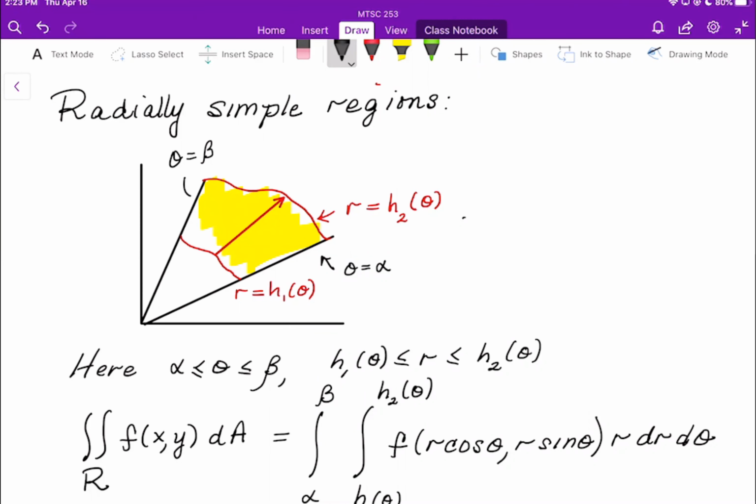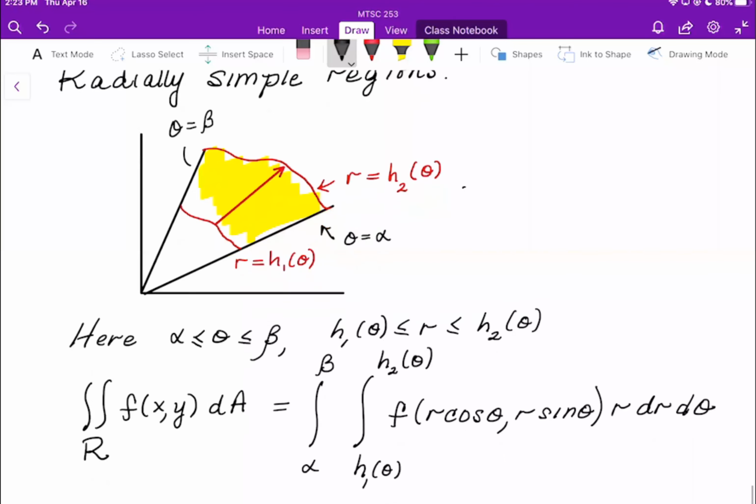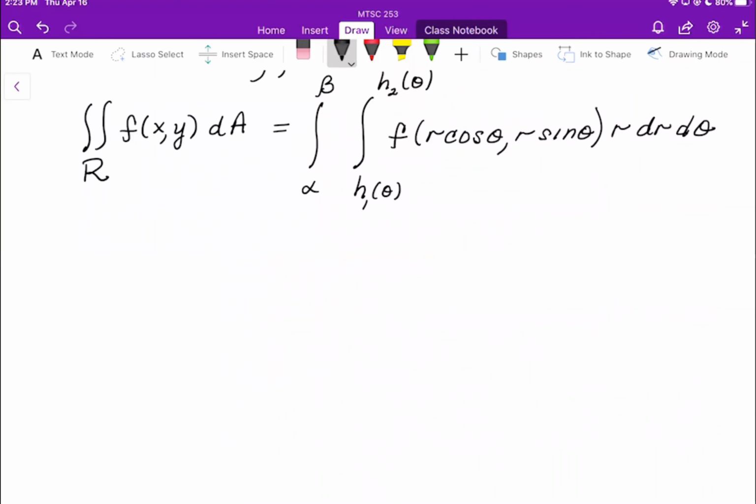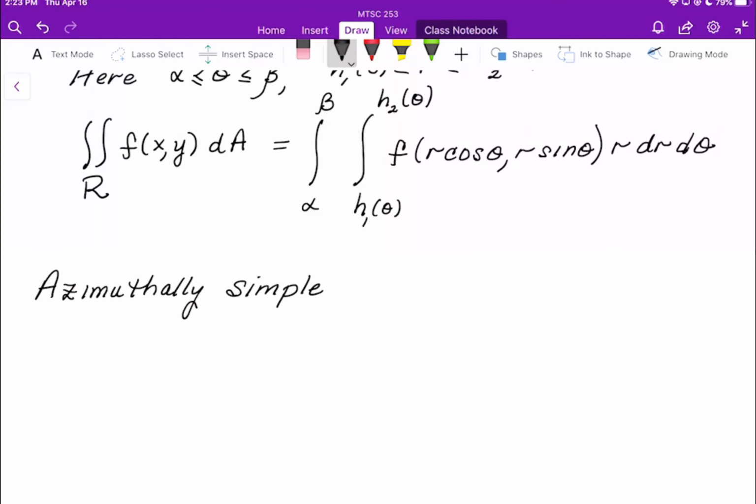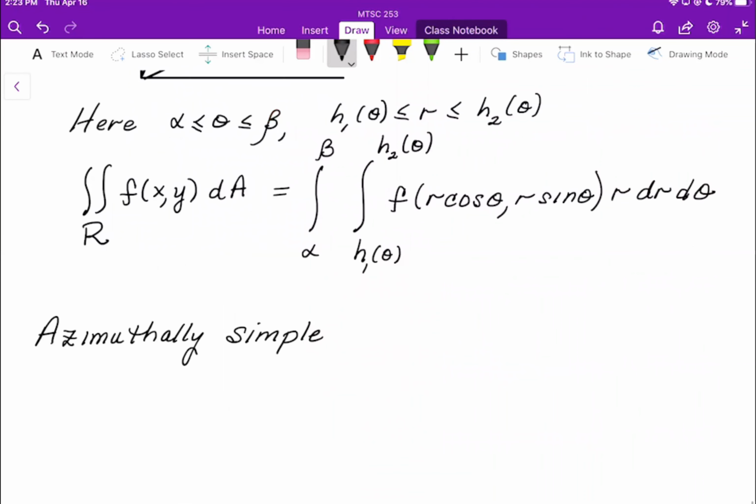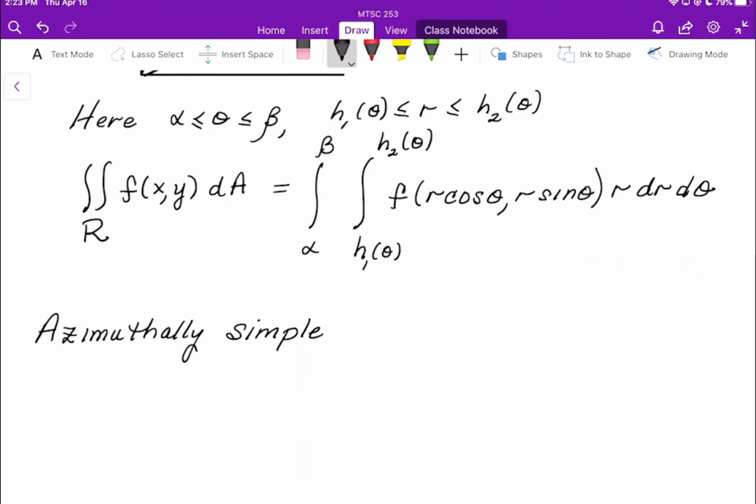Now, I don't know if your book uses this word, but this is the right word. Yeah, the book doesn't use it. Okay, so what does that mean? Azimuthal means in the angle, that means according to the angle theta. That's all.